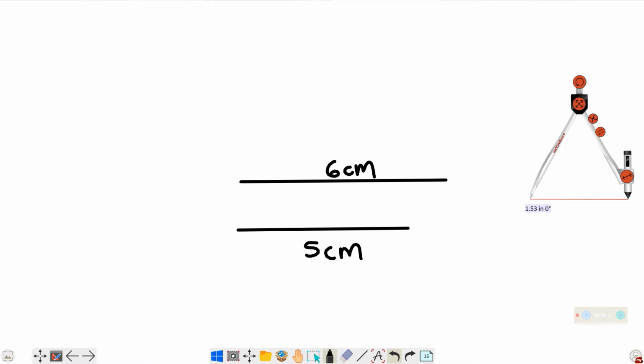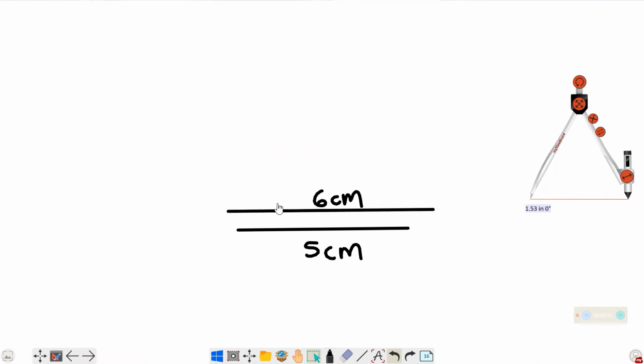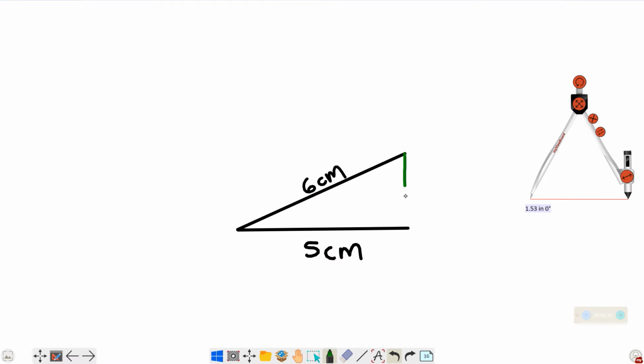So I have drawn a line that is 5 and a line that is 6 centimeters. And now I'm going to take this line and I'm going to rotate it so that it matches up at the end points. And then I can connect those two corners with another line, creating a triangle. That would be my first one. But then I can change that triangle to create a second one with the same measurements.